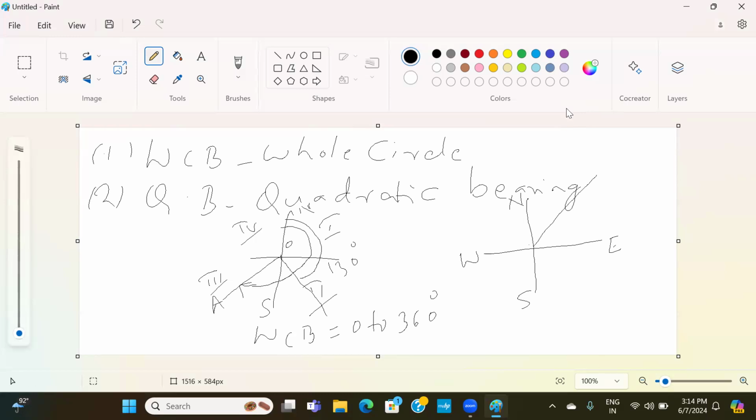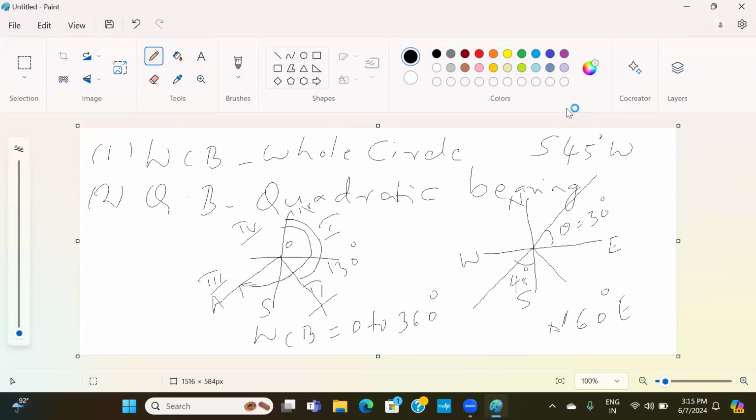Suppose the theta lies in the first quadrant, and here theta is equal to 30 degrees. It can be represented as north 60 degrees east. And if the line is in the third quadrant and the angle is 45 degrees, then it can be represented as south 45 degrees west. So here we have to take north or south as the reference.